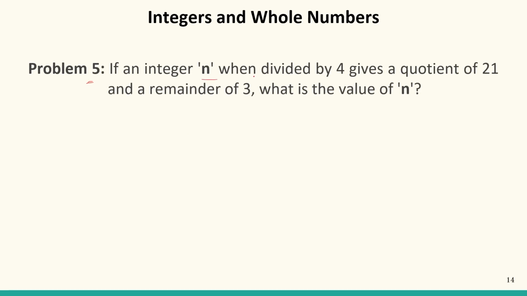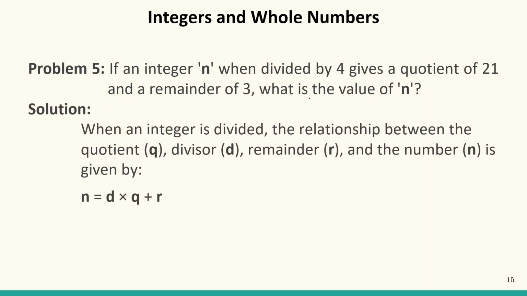Let's see problem number 5. So if an integer n, when divided by 4, gives a quotient of 21 and remainder of 3, what is the value of n? Okay, so given that integer n when divided by 4 gives a quotient of 21 and a remainder of 3. So given that n is equal to d into q plus r, because when an integer is divided, the relationship between quotient, divisor and remainder is given by this expression.